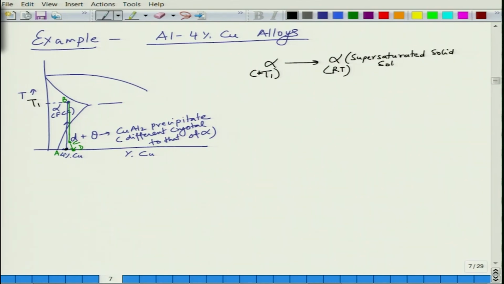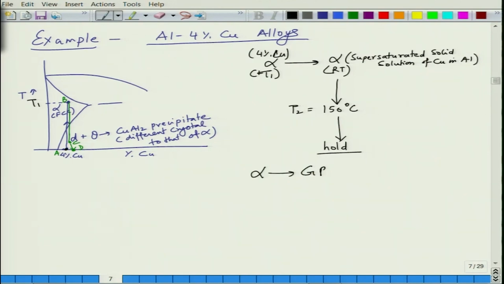Solid solution of copper and aluminum, and this is 4% copper in aluminum. Now what you do is that this alpha, you heat it to, let's say, 150 degrees centigrade, T2 is 150 degrees centigrade, and then you hold it, and when you hold it, this alpha transforms to what we call GP zones, then it transforms to theta double prime, then to theta prime, and then to theta.